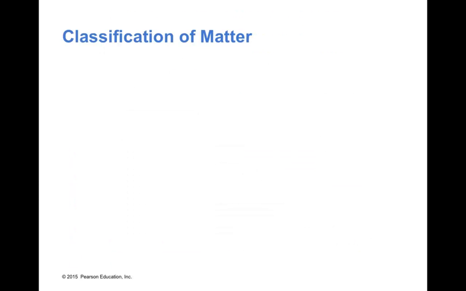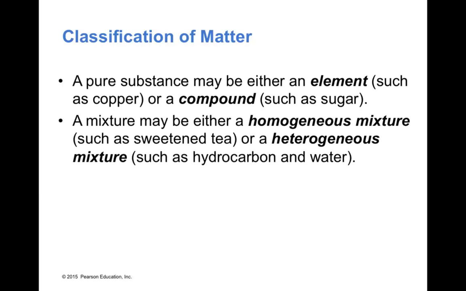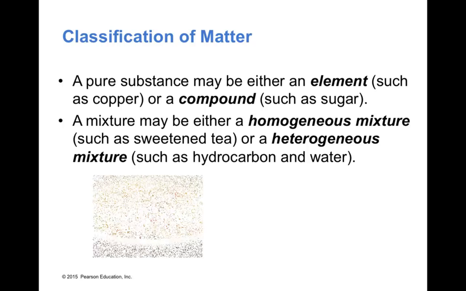So, in the classification of matter, a pure substance may be either an element such as copper or a compound such as sugar. Now, a mixture may be either a homogeneous mixture such as sweetened tea, or a heterogeneous mixture such as a hydrocarbon and water.